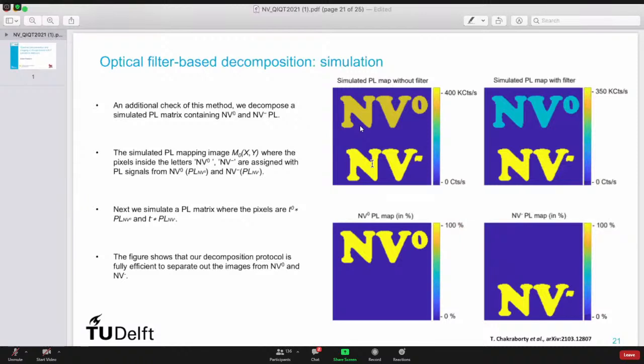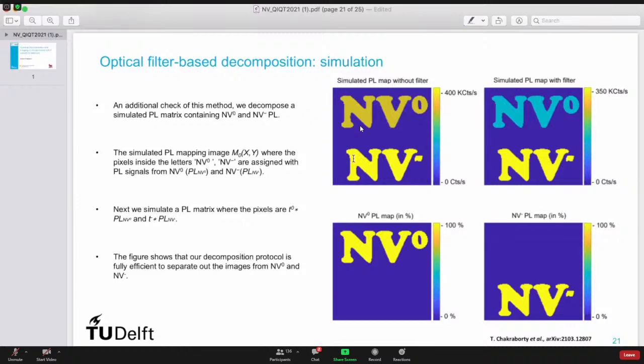Then we assume that we place the filter. So instead of PL NV0, we now modify the counts for each pixel by T0 times PL NV0, and T minus times PL NV minus for the NV minus center. So this is now the simulation for the image, as if we have a filter in front of the detector.